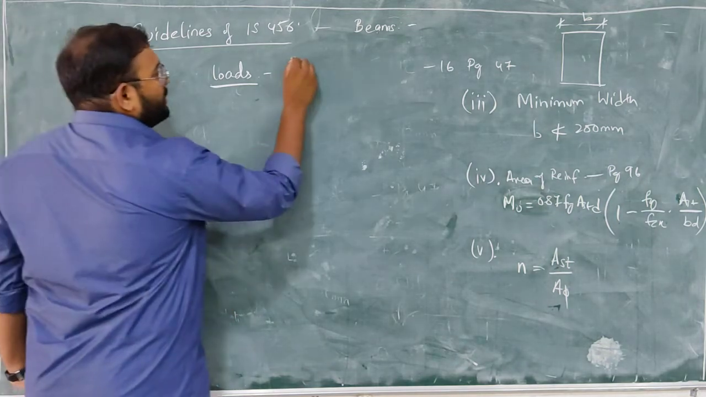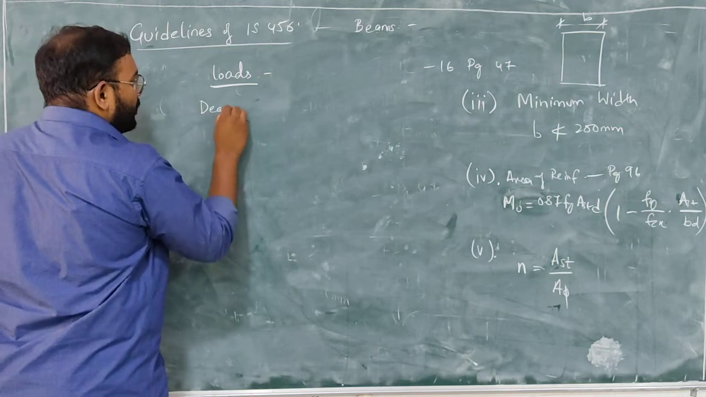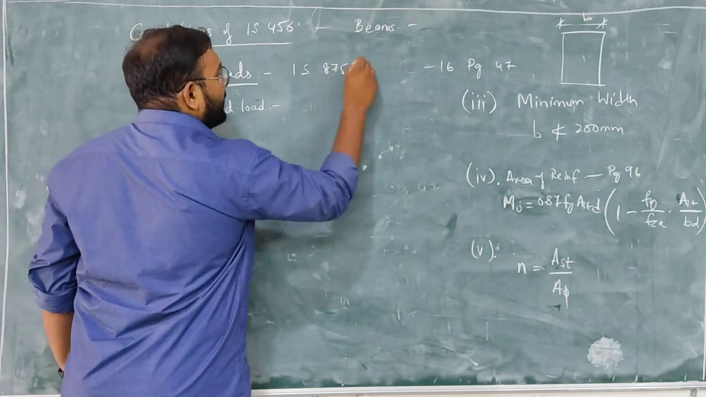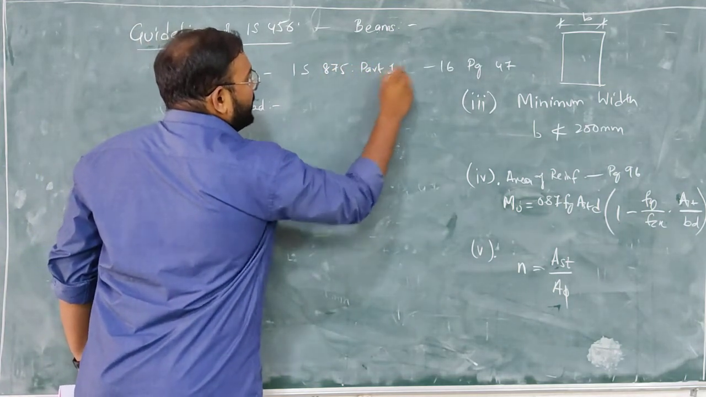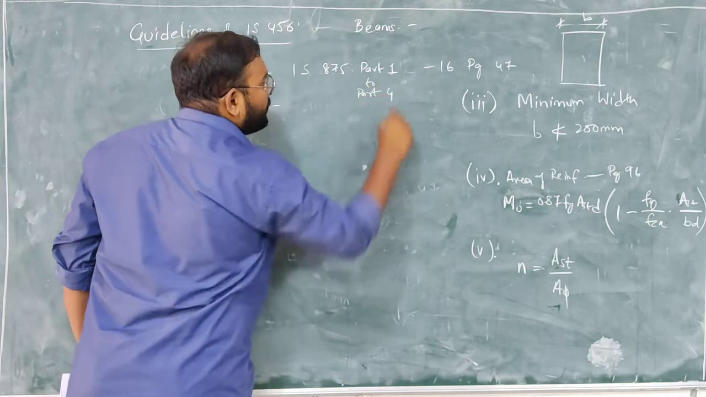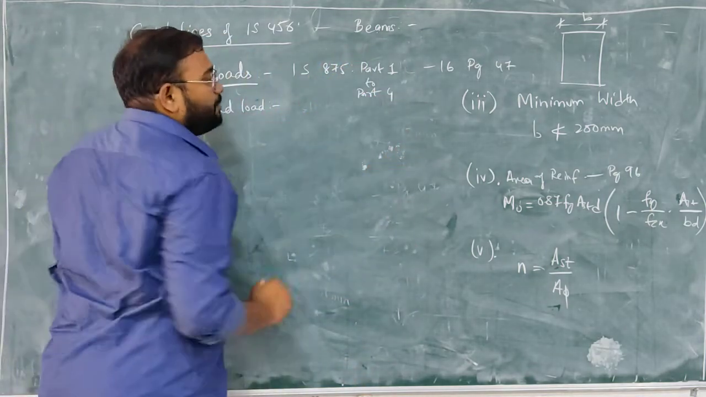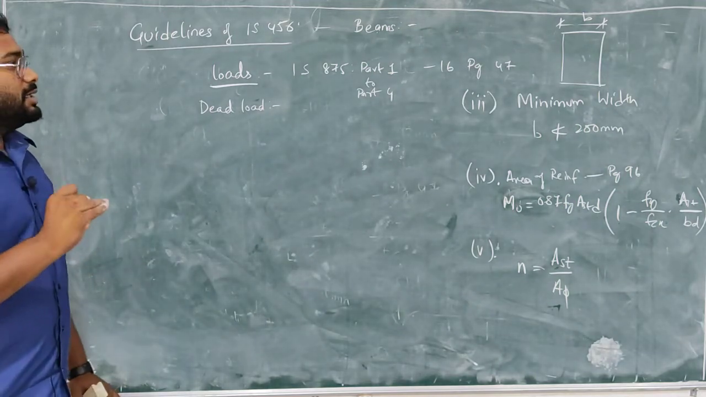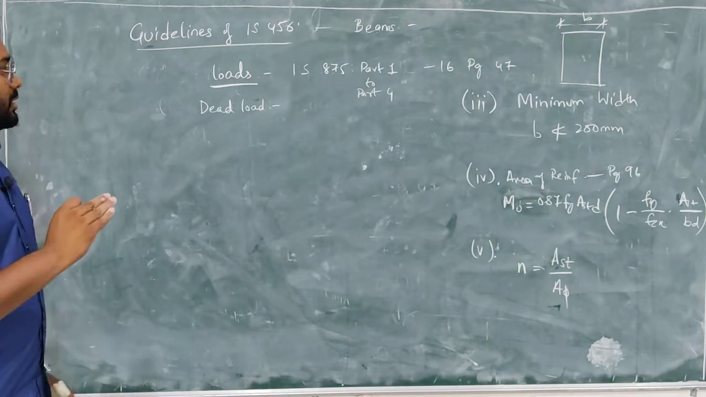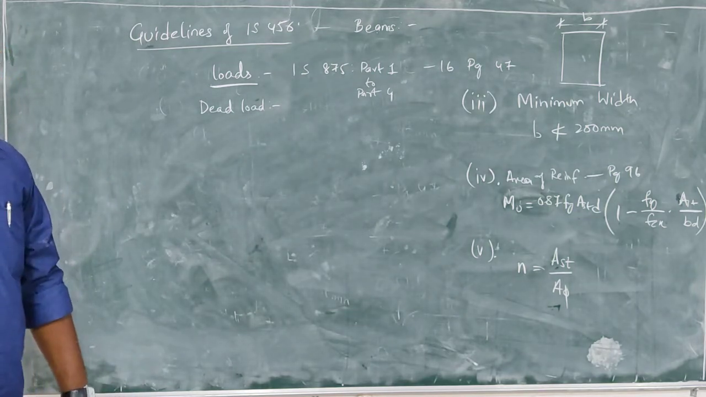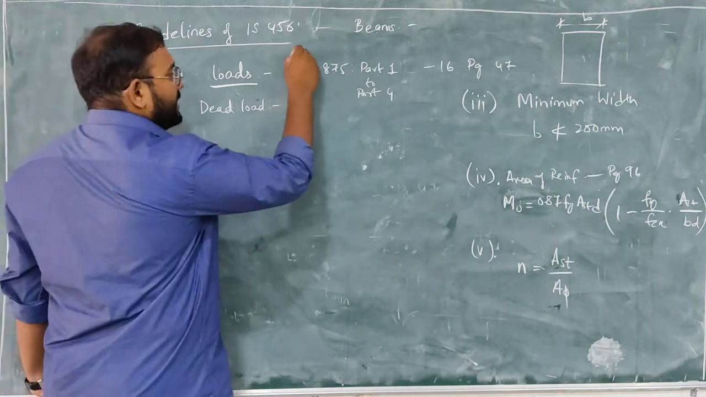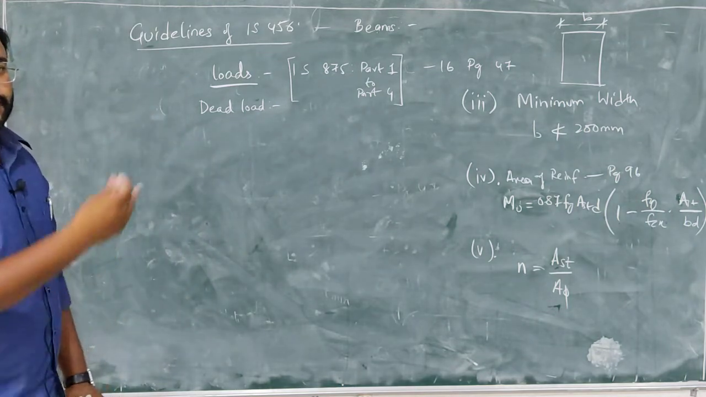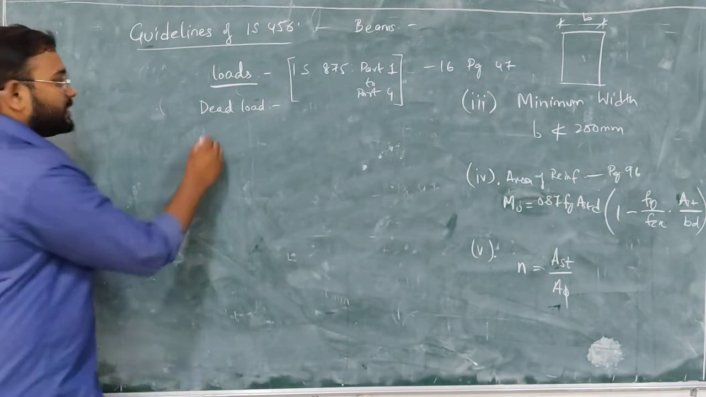So first we'll discuss what is dead load. For loads, you have a different code book, IS 875, part 1 to part 4. Part 1 deals with dead load, part 2 deals with live loads, part 3 is for earthquake loads, part 4 is for wind loads. All these are given in IS 875. This is not required now, but we'll take the values available in IS 875 and we'll solve the problems. So first is dead load.